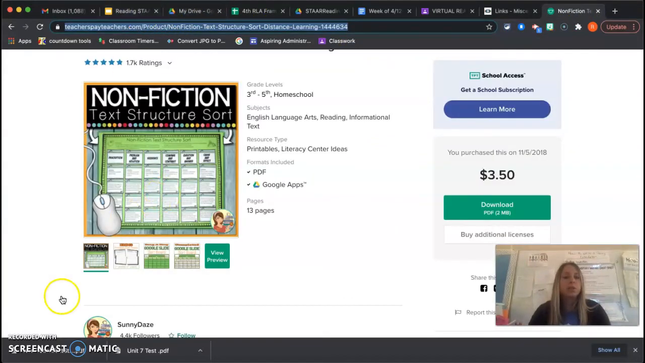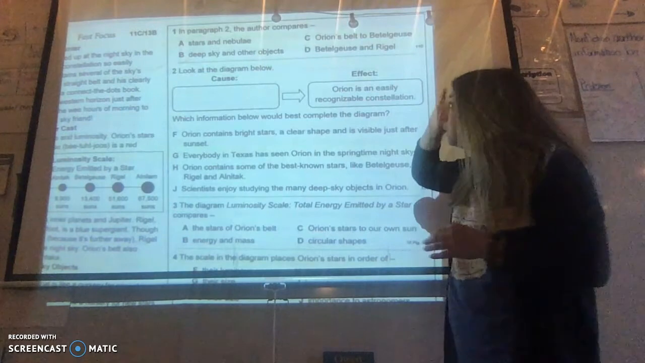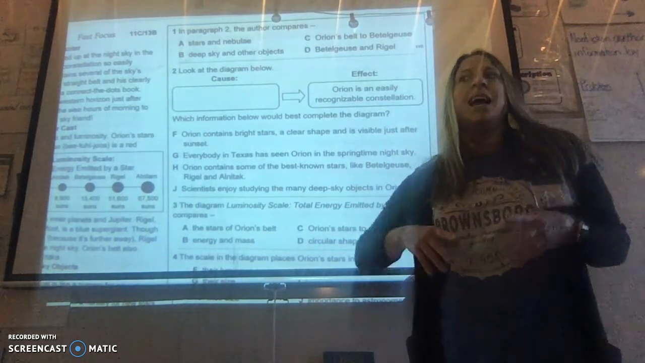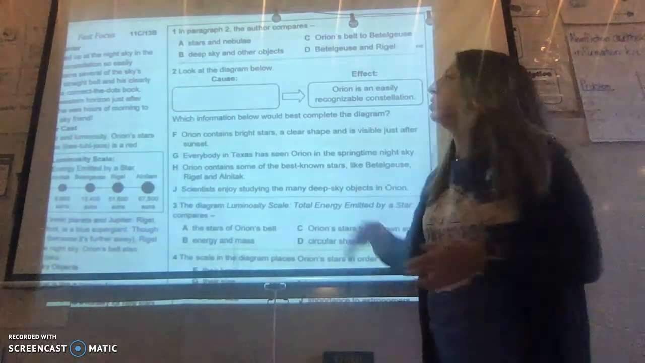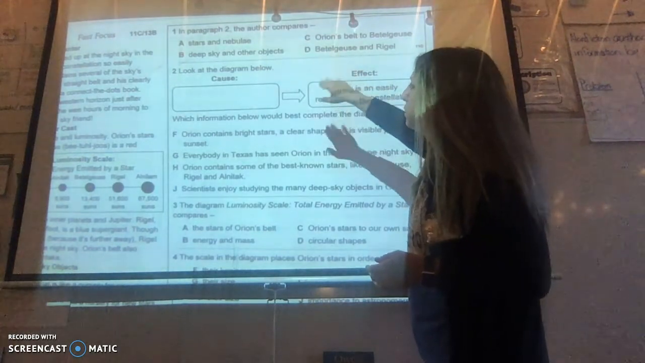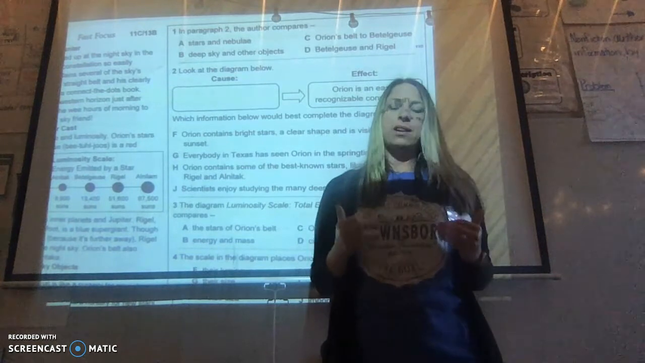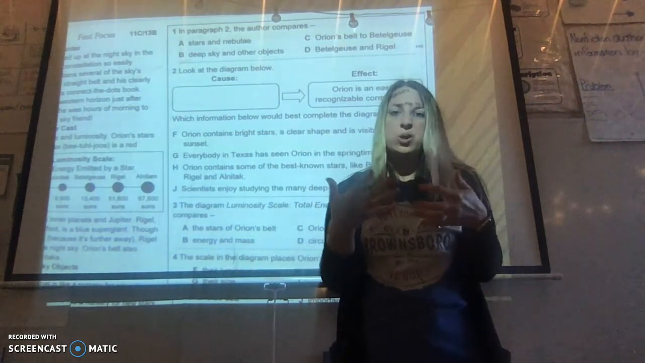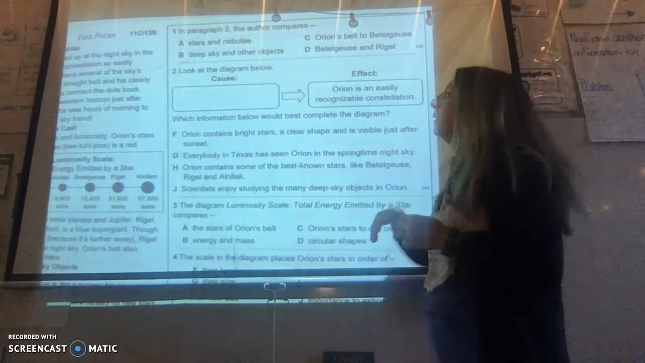So let me click on this link. I want to show you. Okay, so I hope you can read this okay. I wanted to give you an example of a few different ways that they have asked us what text structure did the author use. So one we might see in paragraph 2, the author compares what? So he organized that paragraph only, not the whole story, only that paragraph by comparing two things. So we would look at that and think about what two things did he compare.